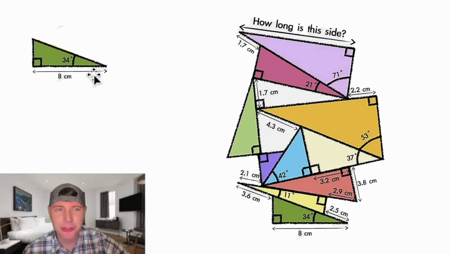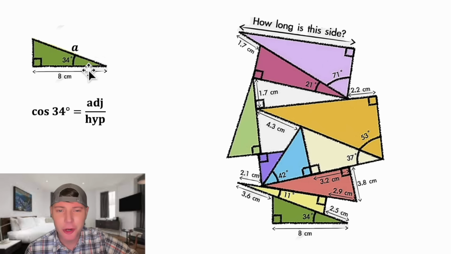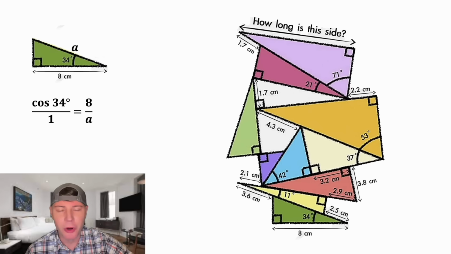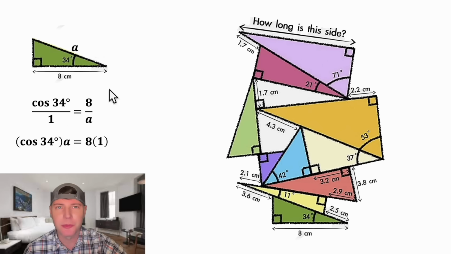We know this angle, 34 degrees, and we know this adjacent side. We don't know the hypotenuse. Let's call it little a. So the cosine of this 34 is going to be adjacent over hypotenuse, or in other words, 8 over a. We can put the cosine 34 over 1 and we can cross multiply. It'll give us cosine 34 times a equals 8 times 1. On the right hand side, 8 times 1 is just 8.